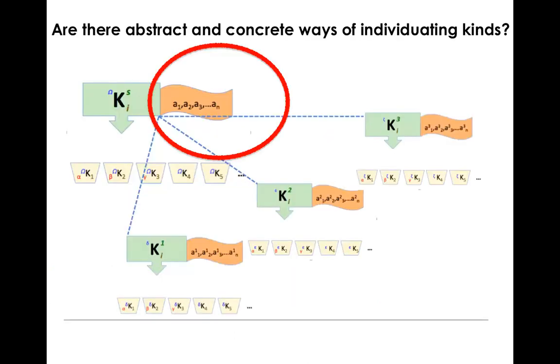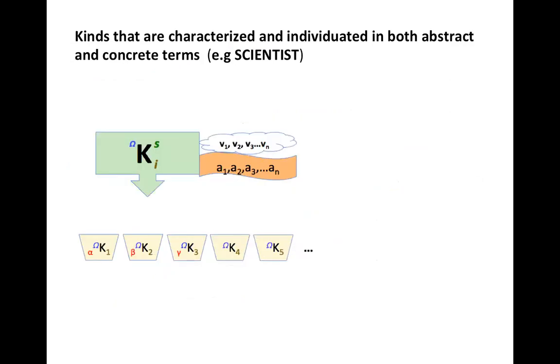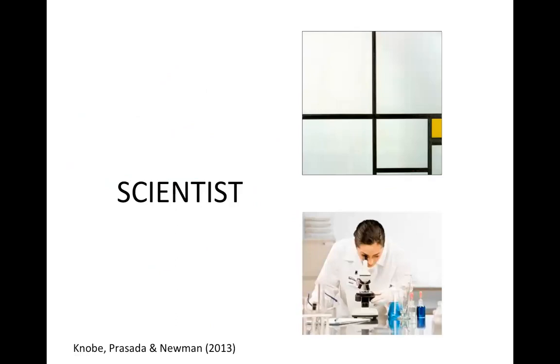All right. So we can now turn to the component which characterizes and distinguishes kinds. And we can ask, given that there are both abstract and concrete individuals, are there also abstract and concrete ways of individuating kinds? And it turns out that there are. So there are some kinds that we can characterize and distinguish from other kinds, either through abstract values or through concrete properties. So in work with Josh Knobe and George Newman, we saw that you can characterize a scientist in terms of abstract values. For example, there's someone who systematically makes observations and tries to draw conclusions about the nature of the empirical world using experimental procedures and rational inference, or some such thing.